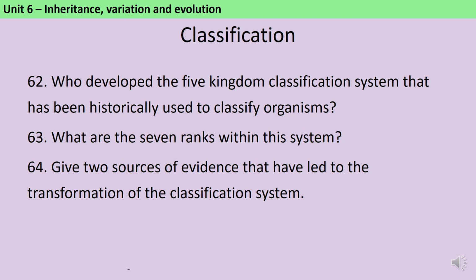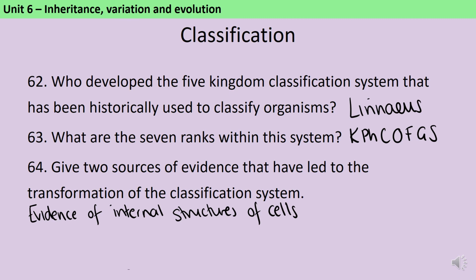The traditional 5-kingdom classification system was developed by Carl Linnaeus, and this includes 7 ranks: kingdom, phylum, class, order, family, genus and species, and it's the latter 2 of these that together make up the binomial name of a species. The classification system has now been overhauled, and this was as a result of 2 key pieces of evidence. Firstly, improved microscopy means that we've been able to look at the really fine detail structures within cells. Secondly, we also now know far more about biochemical processes.